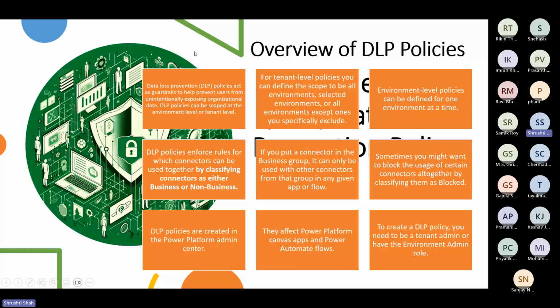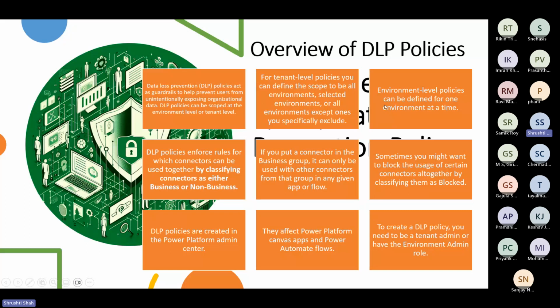Sure, so I'll move ahead. As I mentioned, you can create tenant level policies, and you can create those for environments, whether only for selected ones, for all, or you can exclude a few. We'll talk about how you can place these connectors later. I'm not going to come to this point right now. And when you create environment level policies, it will affect your Canvas apps and your Power Automate flows. So just make a note of it.